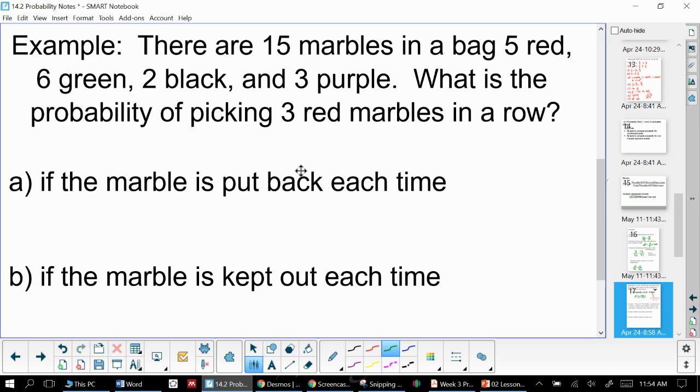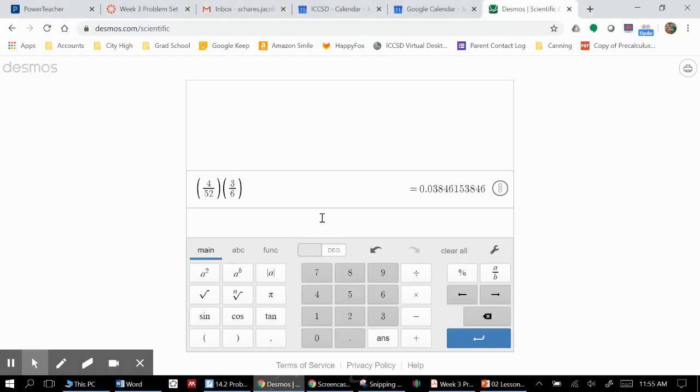So if we put the marble back each time and we're picking 3 red marbles, for the first marble we have a chance of 5 out of 15. And then for the next marble, well, we put the red one right back in, so the next one's going to be exactly the same. We still have a 5 out of 15 chance. And then for the third marble, we have another 5 out of 15 chance. And when we multiply those all together, it's going to be a pretty small chance here.